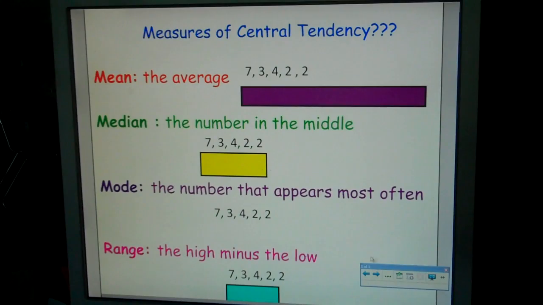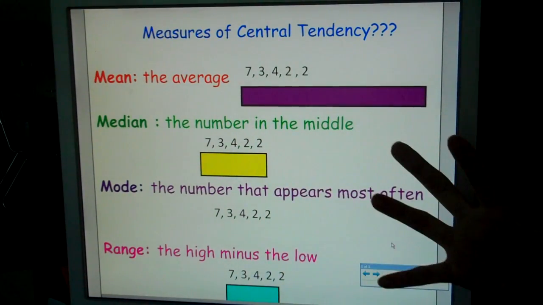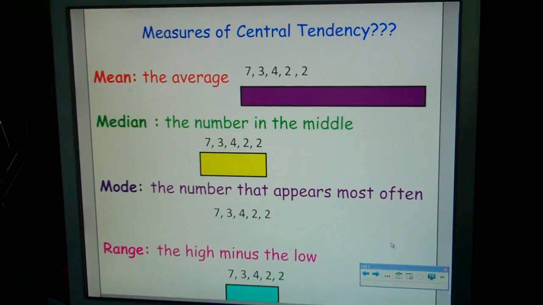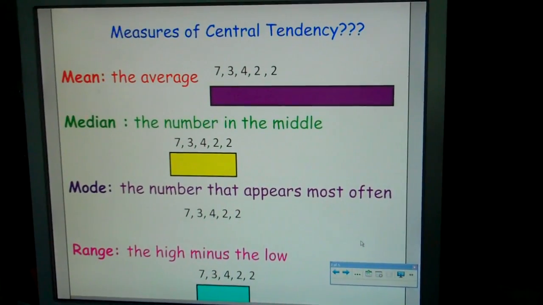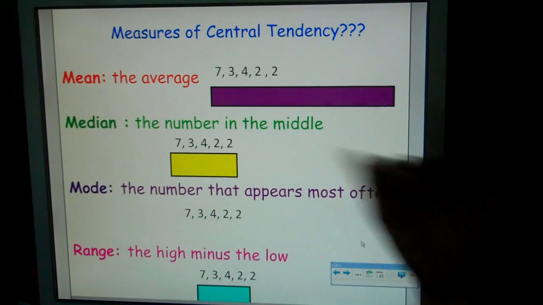So what I want you to do right now is go ahead and pause, write down the definitions of these, and then we'll come back and talk about them on the other side. Alright, you can see all that? Okay, we're good.